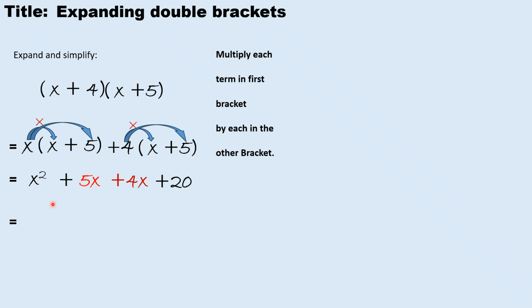Now remember that we have to simplify our like terms. So that's 5x add 4x. Therefore, we have x squared, and 5x add 4x is 9x, and then add 20. Now, these are unlike terms. They can't be simplified any further, so we leave as is, and that's our answer.